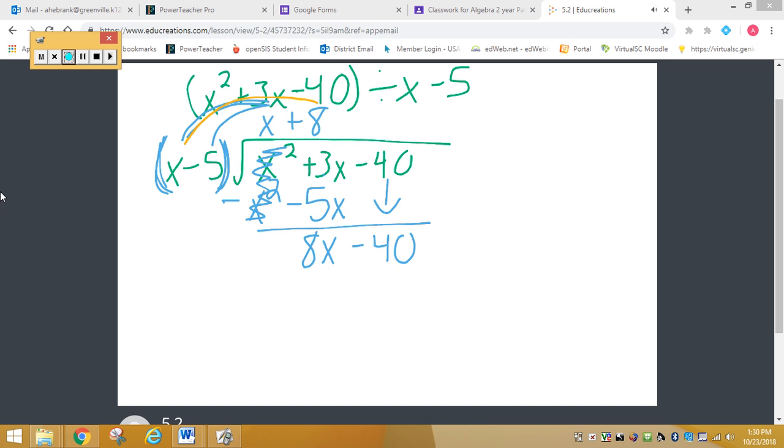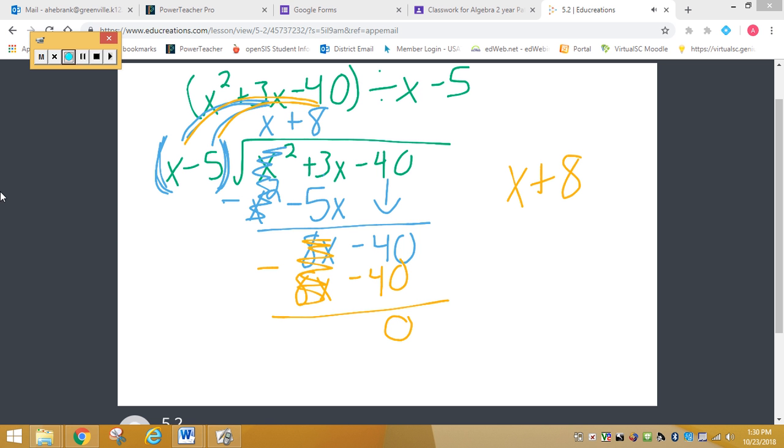I'm going to distribute. 8 times x is 8x. 8 times negative 5 is negative 40. I'm going to subtract them. 8 minus 8 is nothing. Those cancel. Negative 40 minus negative 40 is 0. So your answer, x squared plus 3x minus 40 divided by x minus 5, is x plus 8.